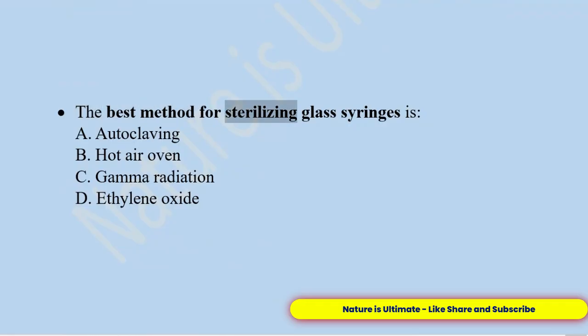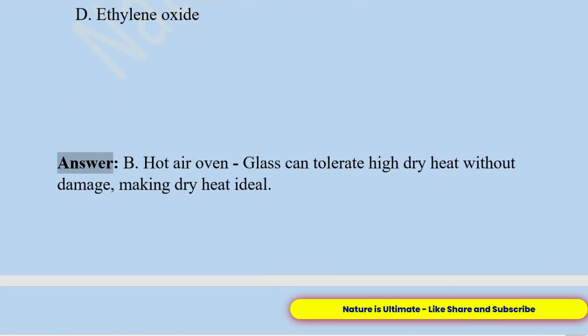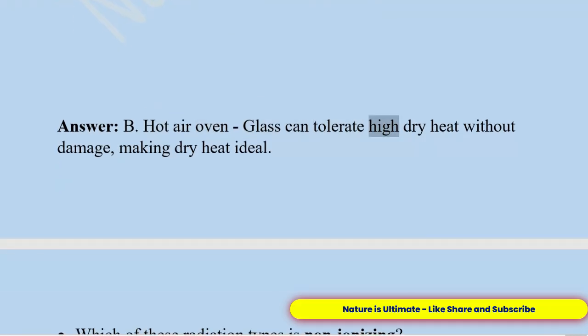The best method for sterilizing glass syringes is: A. Autoclaving. B. Hot air oven. C. Gamma radiation. D. Ethylene oxide. Answer: B. Hot air oven. Glass can tolerate high dry heat without damage, making dry heat ideal.